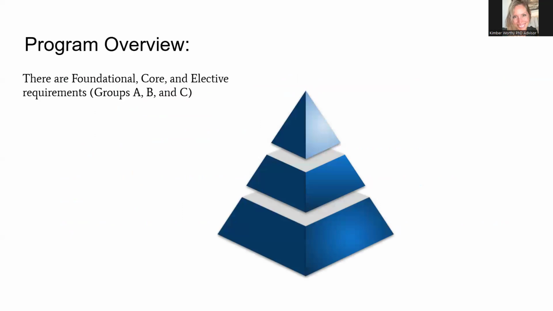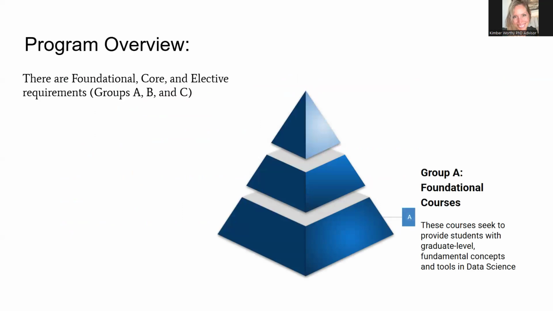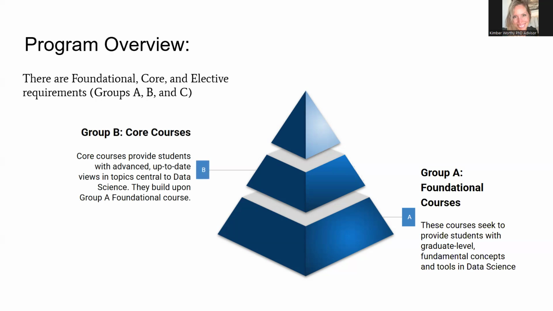So here, let's dive a little bit deeper into the program overview. Here you have Group A, which are your foundational courses, many of them prerequisites for your Group B courses. These are known as your core courses. These have the data science heavy topics that you'll really learn, and that knowledge within those courses will help you dive deeper into your research.